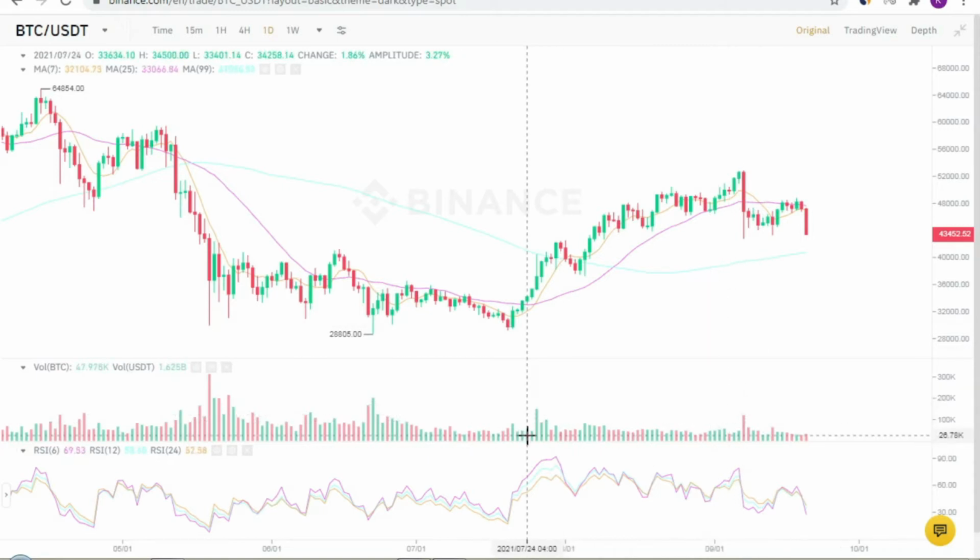So this volume here is very important to confirm your trend. When you look at a trend going up, it has to be confirmed by the volume. Here, you can see we have a rise in price.